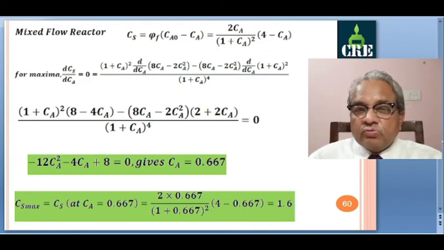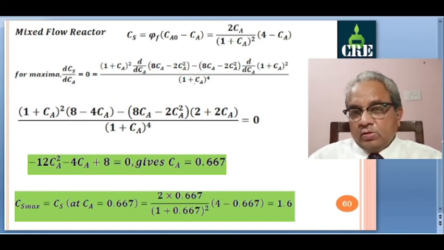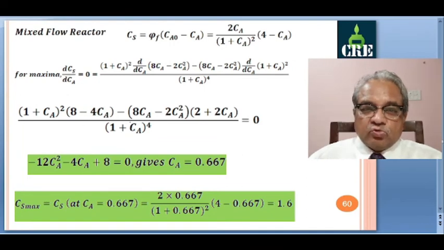Denominator, this is (1 plus CA) whole square, or denominator becomes (1 plus CA) raised to 4. But anyway, this is equated to 0, so otherwise if it is not 0, then it's very difficult. You have to expand this and see, collect the terms and so on. So the problem is easy for us. You have to bother only about the numerator term.